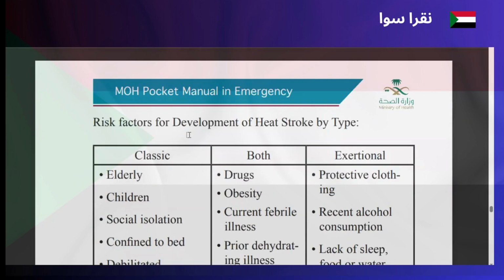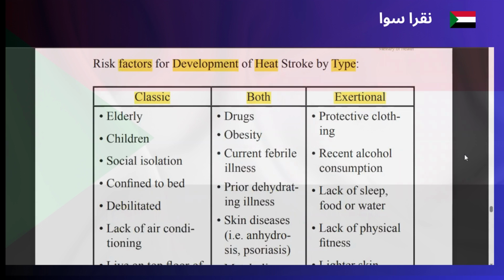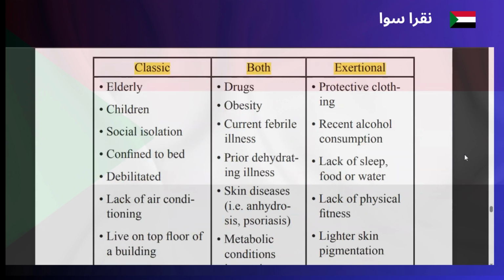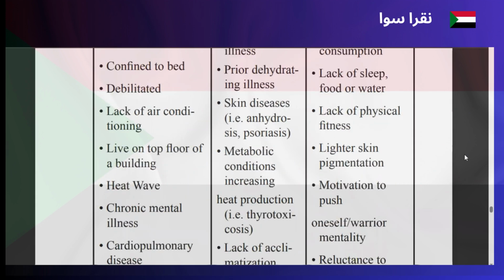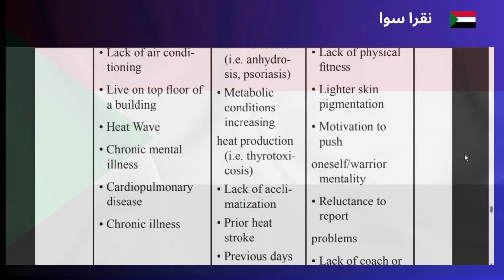So the risk factors for development of heat stroke by type: classical, both, and exertional type. The classic risk factors for development of heat stroke: elderly, children, social isolation, confined to bed, debilitated, lack of air conditioning, living on the top floor of a building, heat waves, chronic mental illnesses, cardiopulmonary disease, and chronic illnesses.